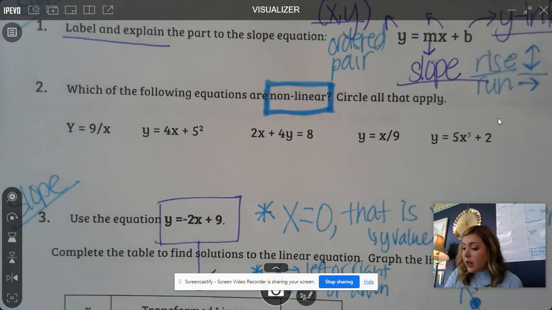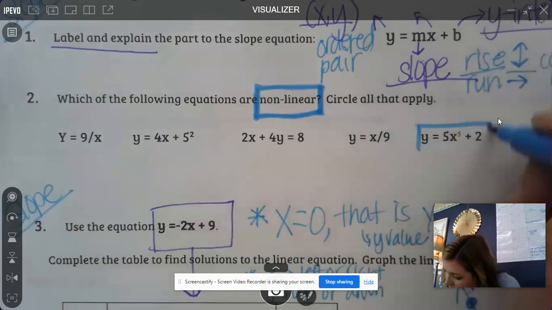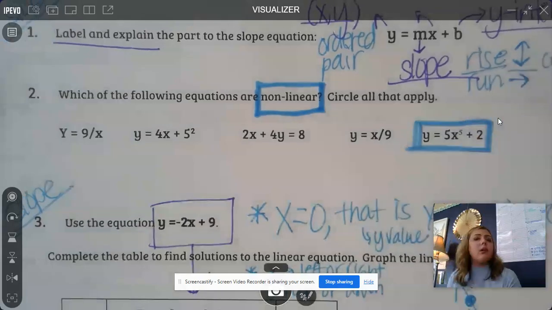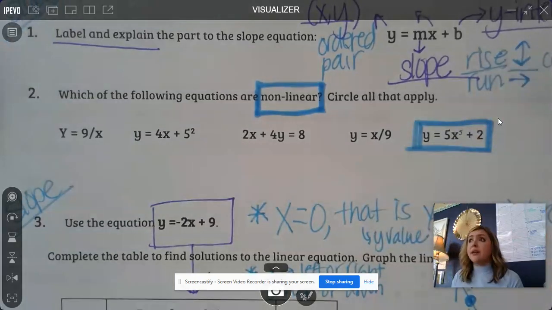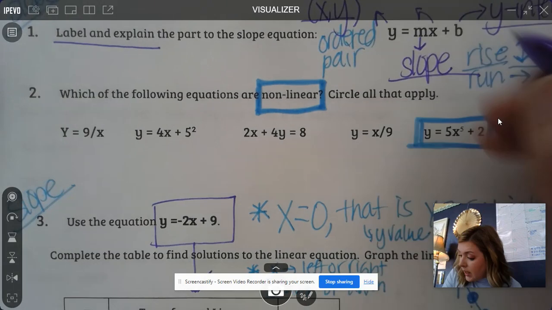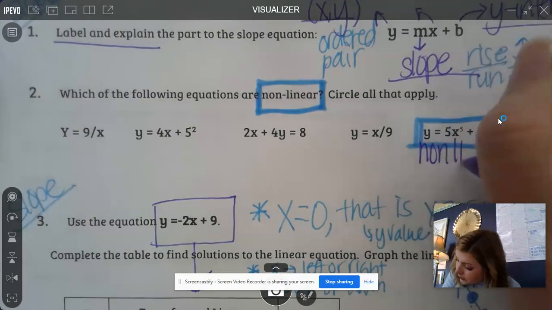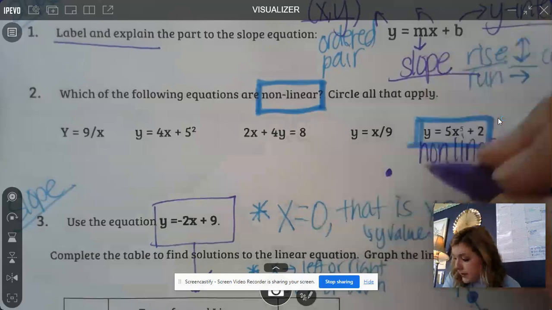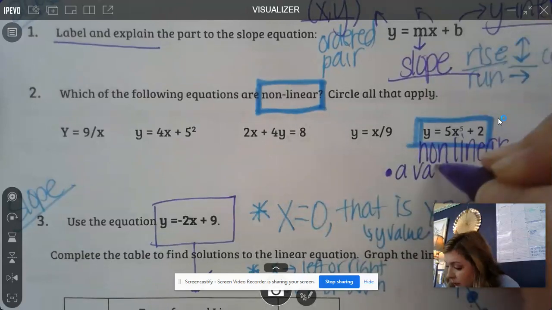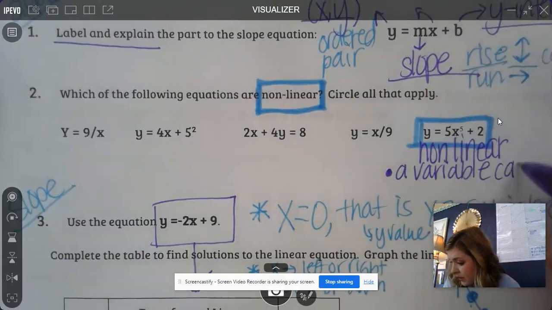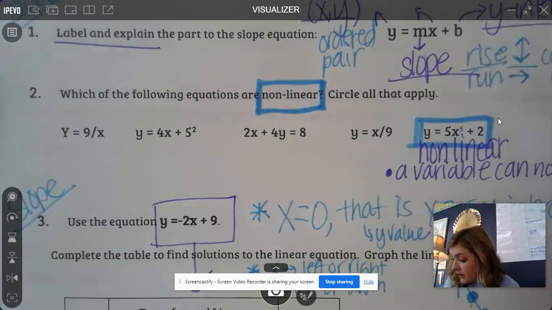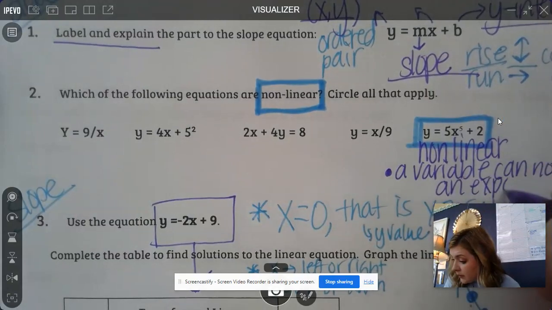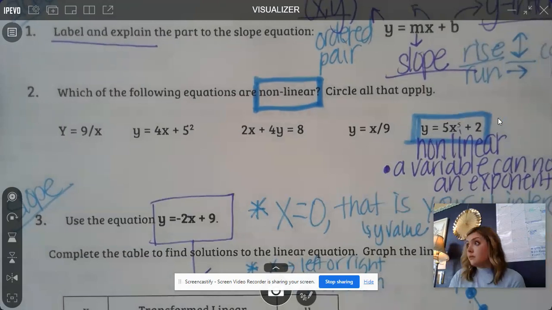That is very specific. This one right here has an exponent on a variable. Do you know what x to the power of 5 is? No. I don't. I have no idea. So it could be 0. It could be a fraction. We don't know what it could be, but I know it's not going to make a straight line. So what I'm going to write is that this is nonlinear. And the rule is because a variable cannot have an exponent. Right?